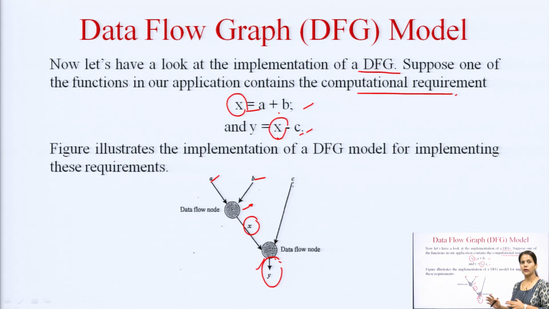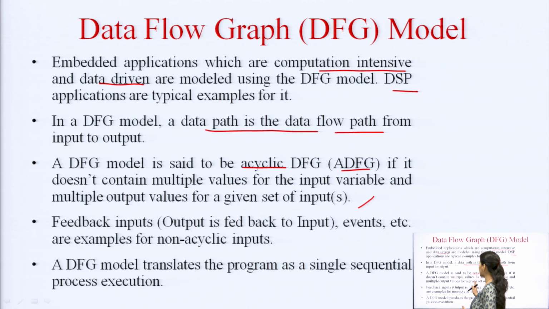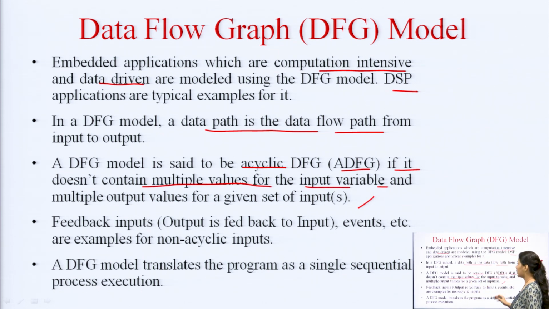The output of one process is not going as feedback to another process. So, in this way, this is the perfect example of an acyclic data flow graph. So, this is what he is talking about: the data flow graph model is said to be acyclic if it does not contain multiple values for the input variables and multiple output values for a given set of inputs.